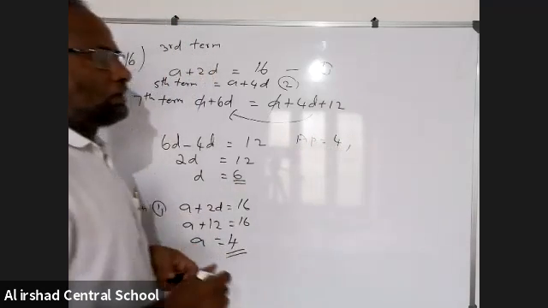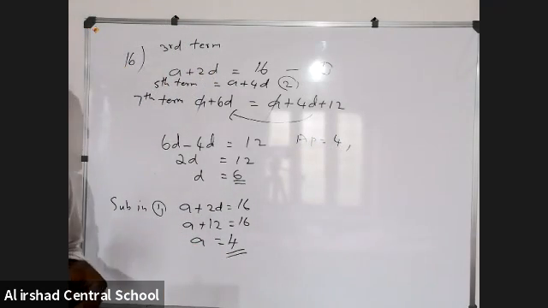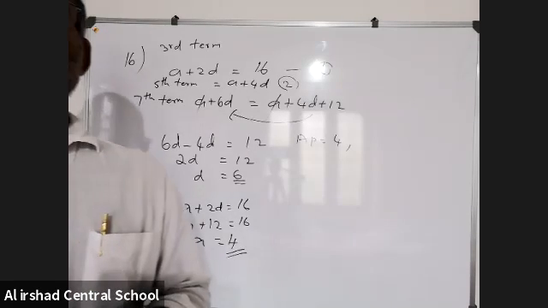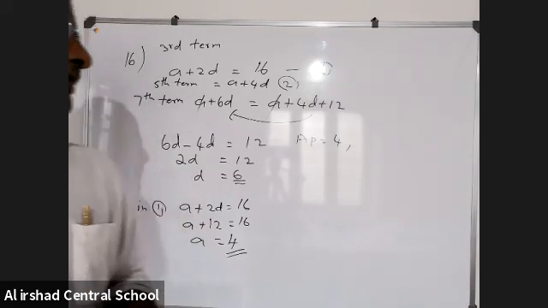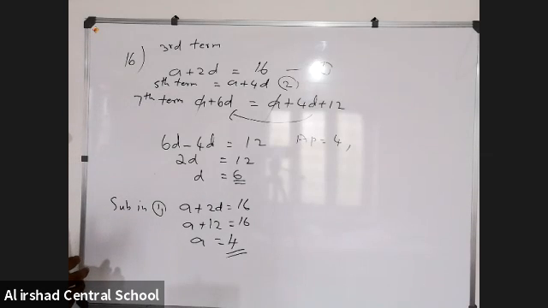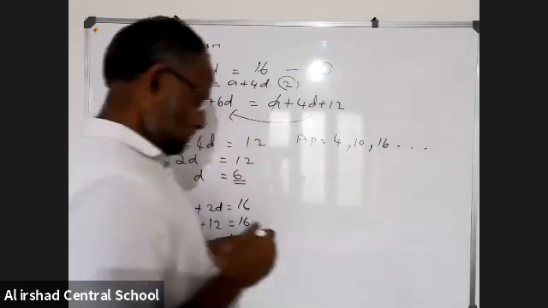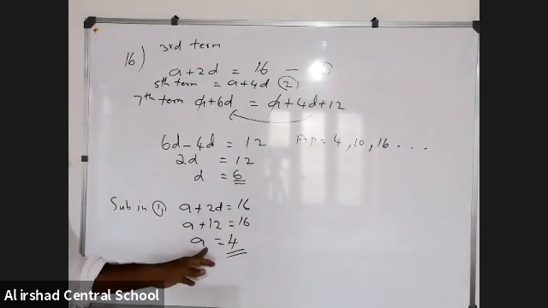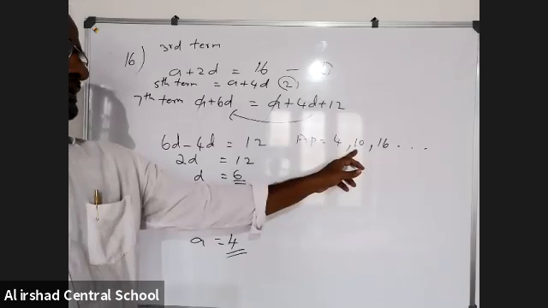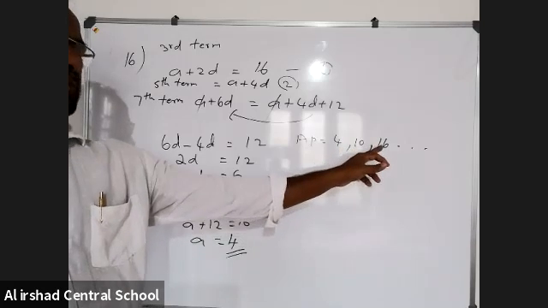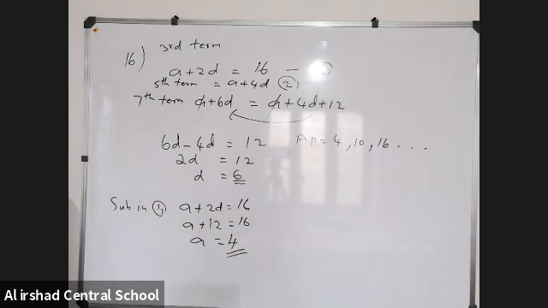4, then what? Next one after 4. 10, 16, this is going on, because your a is 4 and d is 6. a plus 6, 4 plus 6 is 10, 10 plus 6 is 16, 16 plus 6 is 22.